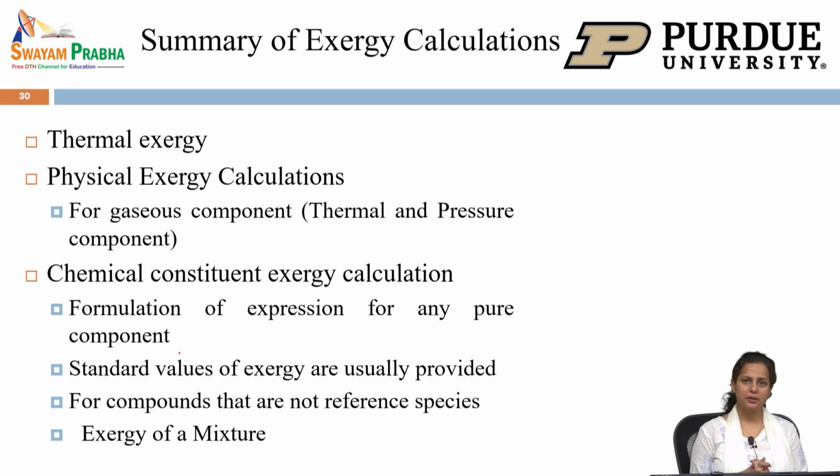Remember the first problem we did was on identifying the thermal and the pressure component separately. Then you can do chemical exergy calculation based on the chemical constituents. For any pure component, if there is a reference, you can easily calculate it using that formula. Standard values of exergy for reference substance are usually provided, but if it is not provided, then you can go back to the formula for that calculation and calculate it for your input. For compounds that are not reference species, we saw an example of carbon monoxide calculation. The idea is that for all of those compounds, you would find a reference species, write the reaction and then calculate the chemical exergy of that component.